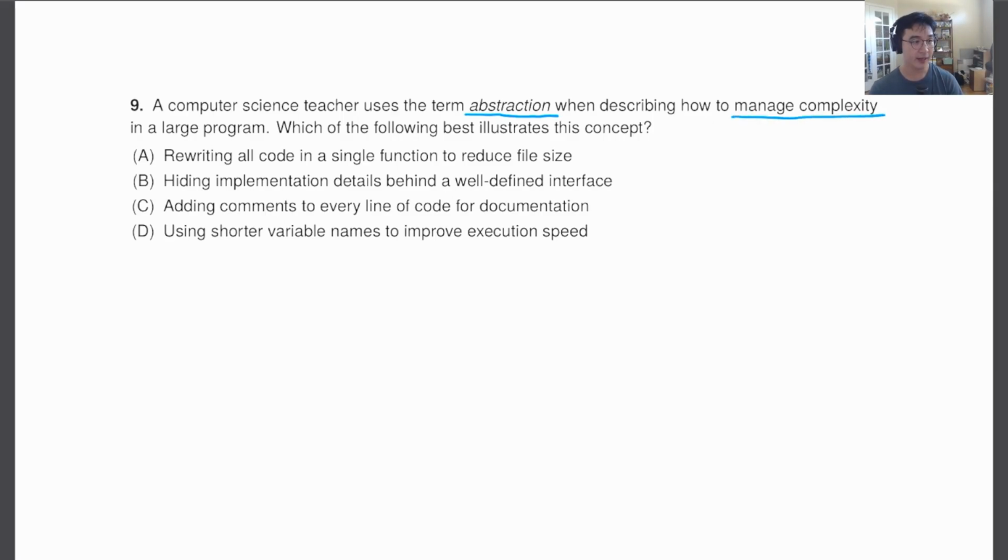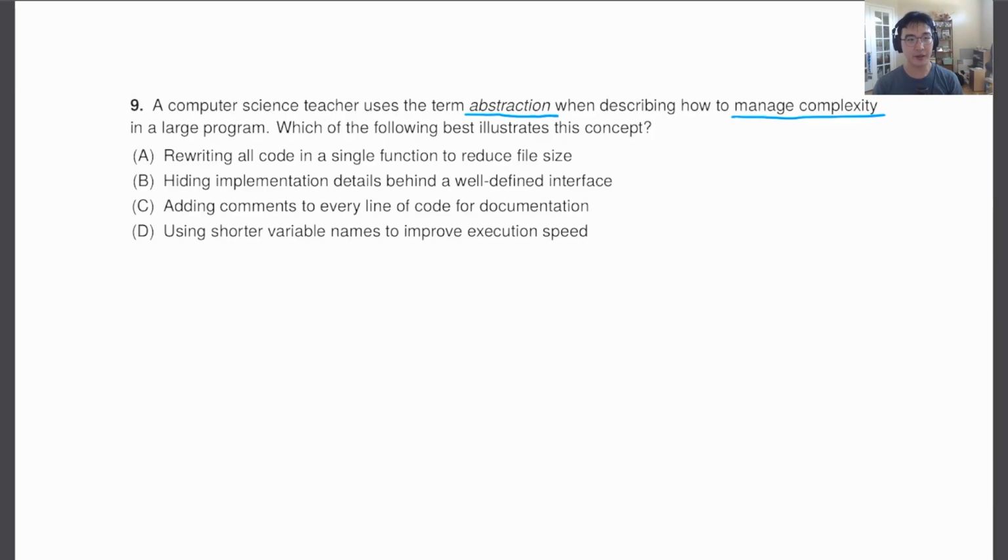So let's look at A. Rewriting all code in a single function to reduce file size. Well, let's think about it a little bit. If we have multiple functions and each function does something specific, but then we combine it all into one single function, would that be easier as a programmer or harder as a programmer to maintain?